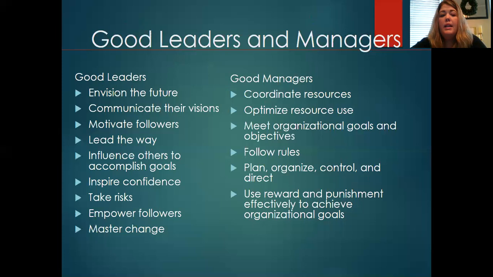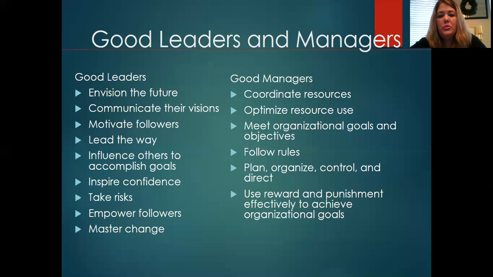So good managers coordinate resources. They're the ones you can go to that know everyone throughout the organization and who you need to go to for certain things. They optimize resource use. They meet organizational goals and objectives, like we talked about with the budget. They're really looking at the organizational goals as a whole and trying to meet those objectives. They follow the rules. They're more planned and precise, very organized, like plan, organize, control, and direct. Those are what good managers do.